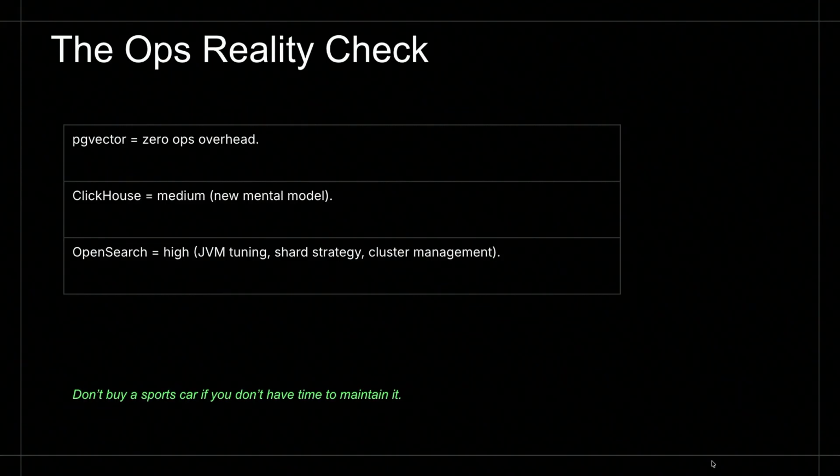So one more reality check before I wrap. The operational overhead is going to be minimal for PG Vector. It's going to be medium for ClickHouse. It's going to be really high for OpenSearch because it has JVM tuning and shard strategy, and you need to be mindful about all of these. If you don't have time to maintain a sports car, don't buy it. Whatever works, use that.